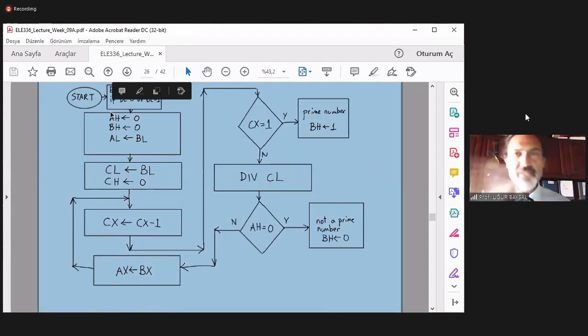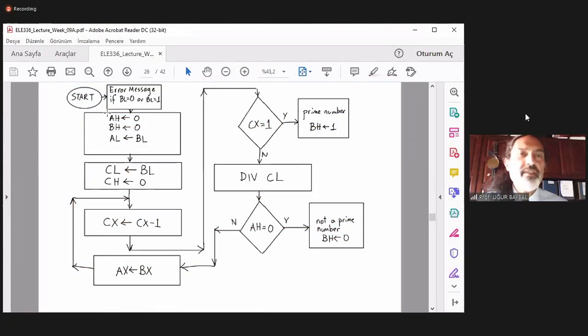If everything's okay, the message is okay, the user is ready, entered some numbers, etc., we assign or clear some registers, assign values to registers. AH, BH. BH, you remember, is an output register. It should be 0 if this number is not a prime number, and 1 if this is a prime number. And we copy BL to AL because the number stored in BL should be copied to AL for the division operation.